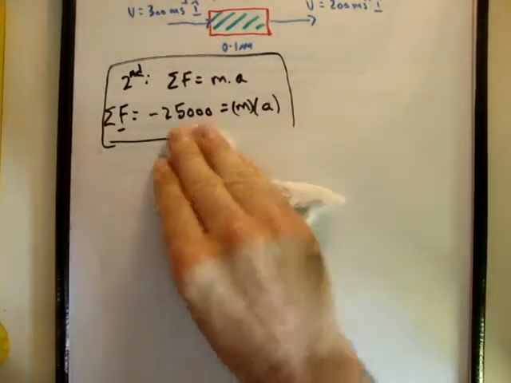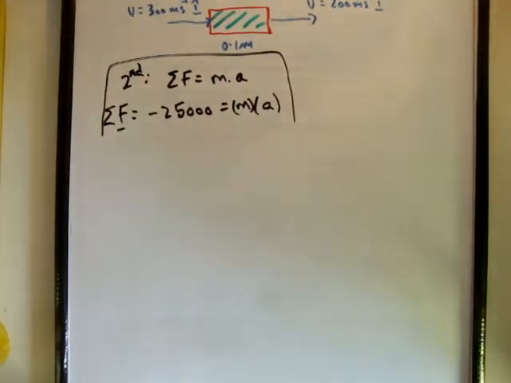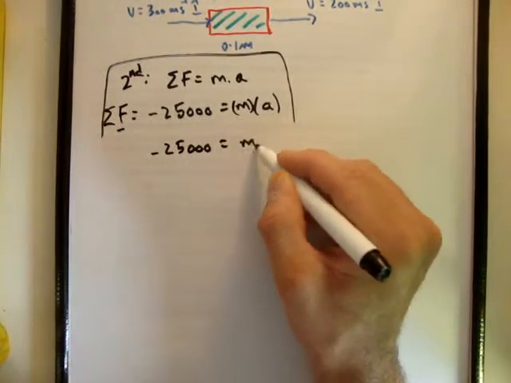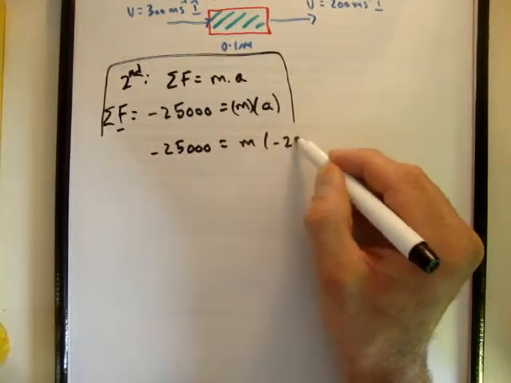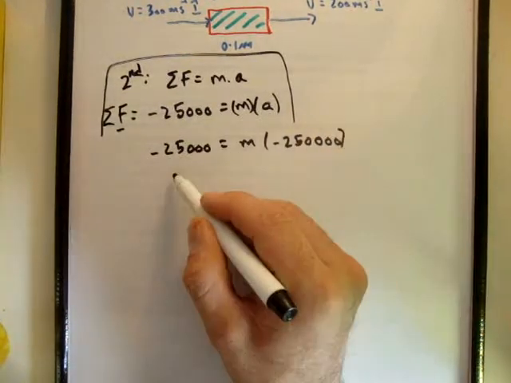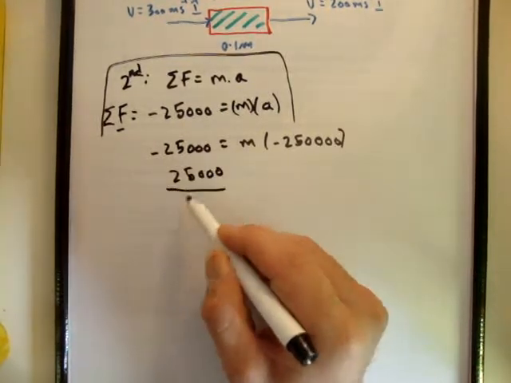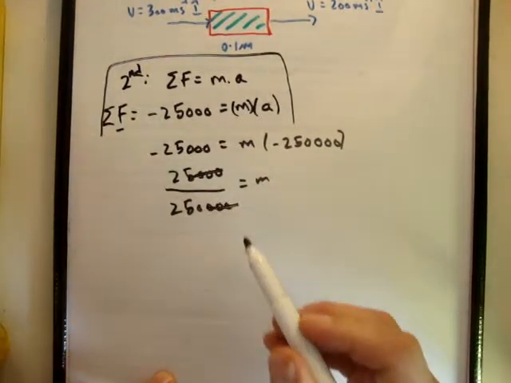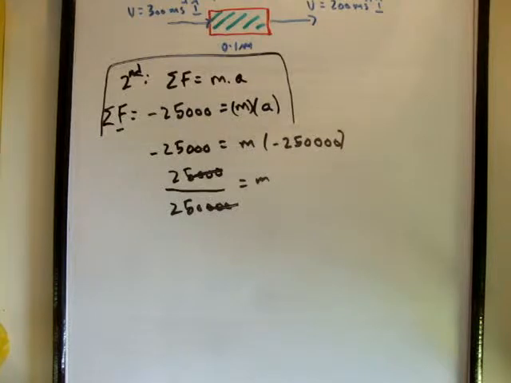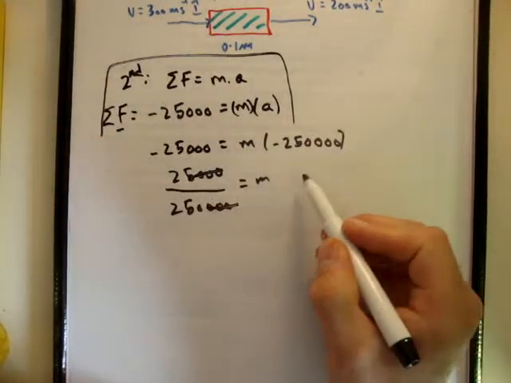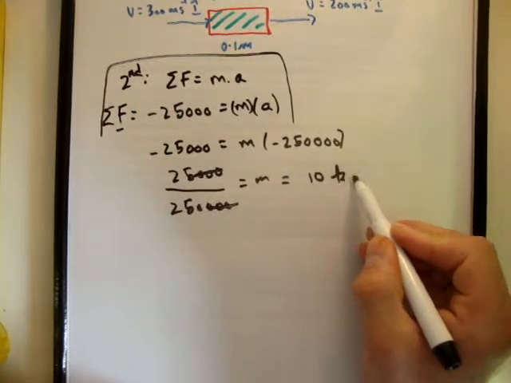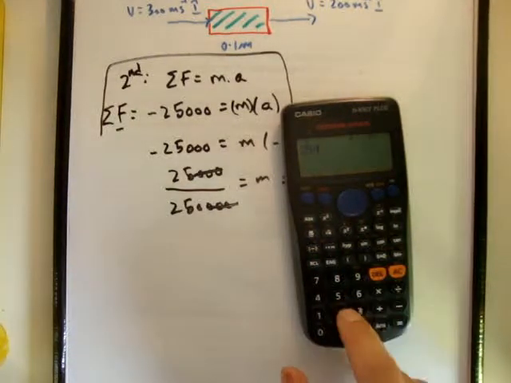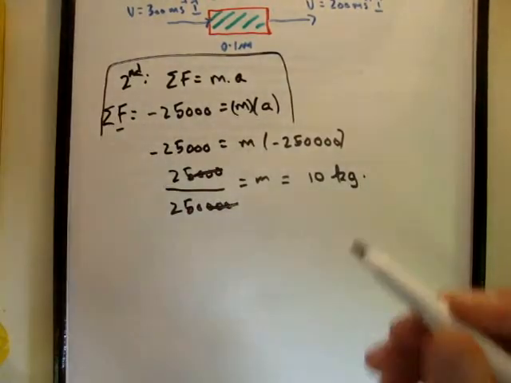So let's just apply that to what we already know. We know that we have a force, and now we can get the mass as a result. So we have negative 25,000 is equal to the mass times negative 250,000. So you have 25,000 over 250,000 is equal to the mass. So cancel the zeros. So we get 25 into 250, so what's that, 10 is it? So we get the mass equal to 10 kilograms. That can't be right. Or the other way around, it's a tenth. Sorry, one second now. 25 divided by 250. My arithmetic is terrible. So it's a tenth of a kilogram.